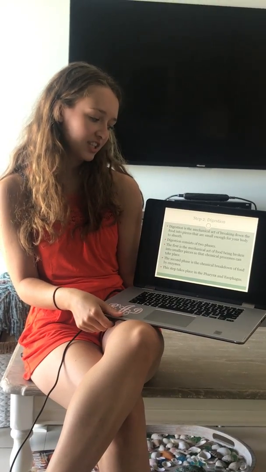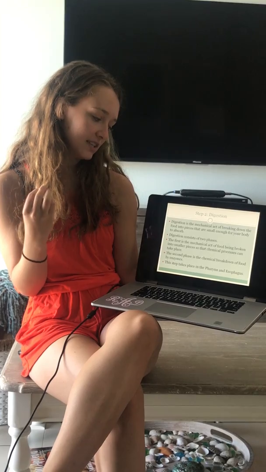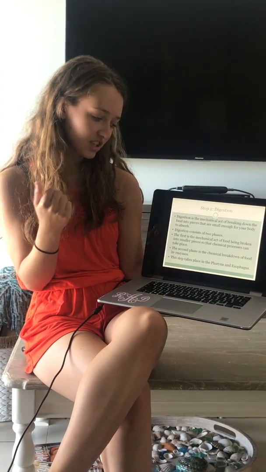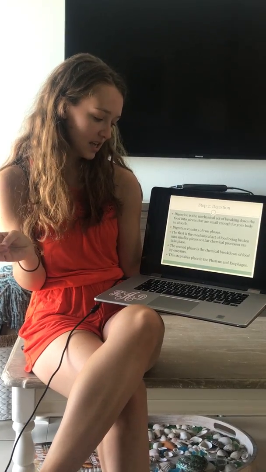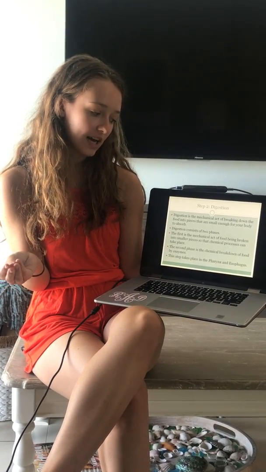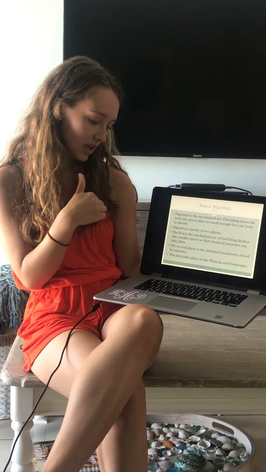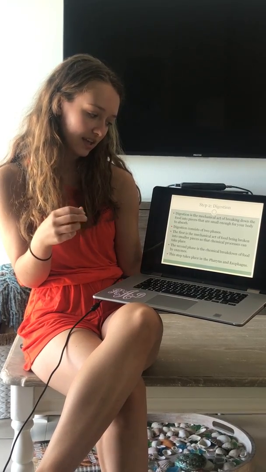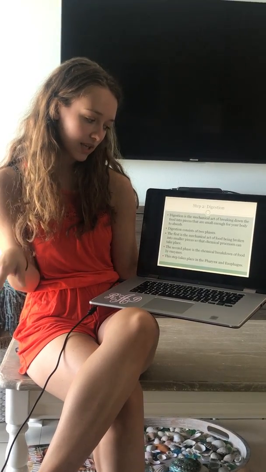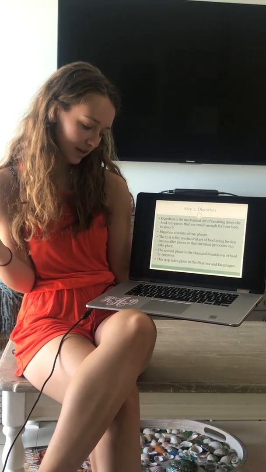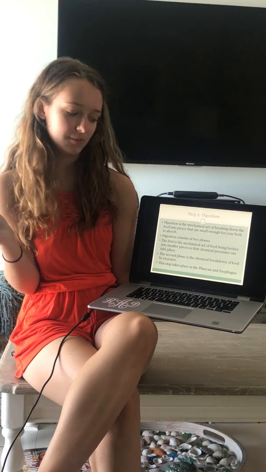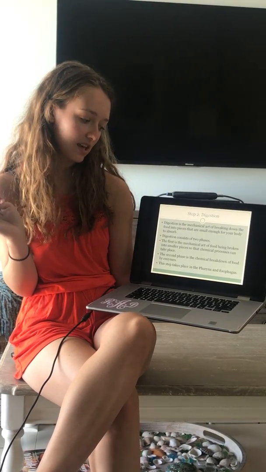Step 2 is digestion. Digestion is the mechanical act of breaking down the food into pieces that are small enough for your body to absorb. So digestion consists of 2 different phases, and the first is the mechanical act of food being broken down into smaller pieces so that the chemical process can take place, and the second phase is the actual chemical breakdown of food into enzymes. This step takes place in the pharynx and the esophagus.